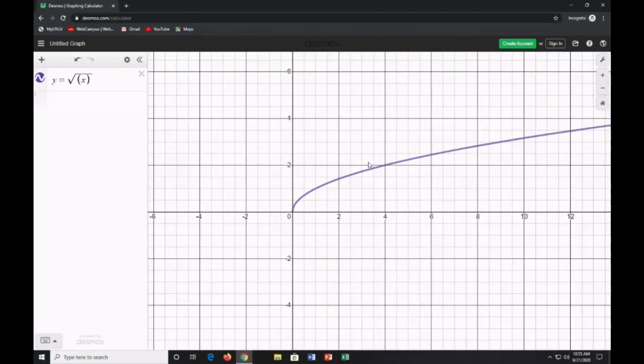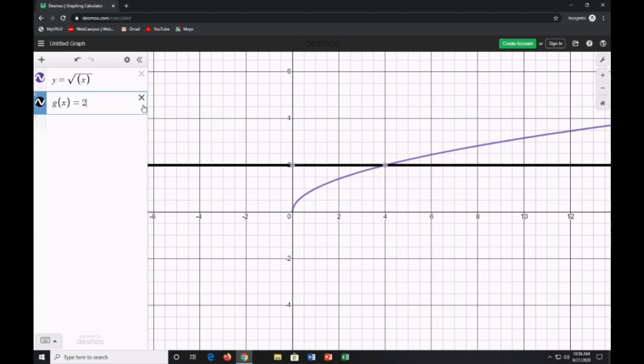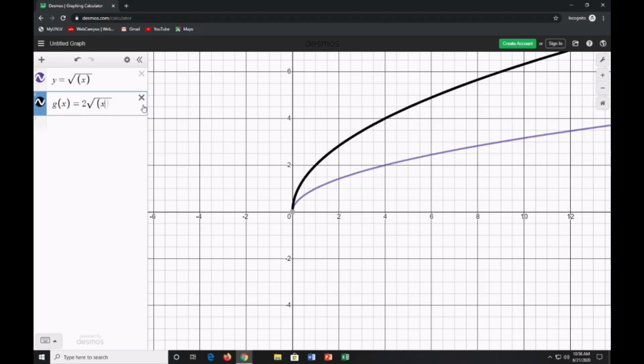Okay, it looks like that. Now let's transform that using the example. I gave 2 examples. We'll look at both. So g of x equals 2 square root of x minus 9 on the outside plus 6.